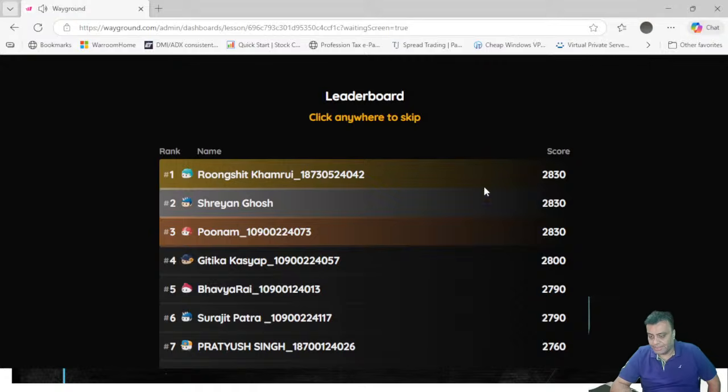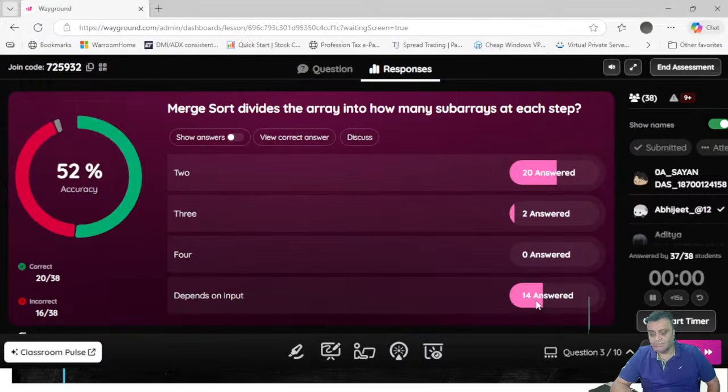Yeah, I think I knew that "depends on input" will create a confusion. Merge sort divides an array into how many sub-arrays at each step? At each step it only divides it by half. Sub-arrays are divided by half only, na? Why are you saying it depends on the size? It doesn't depend on the size. Every step, one step down, it has divided it by half. One step down, it has divided that further by half. So why should it depend on the input?